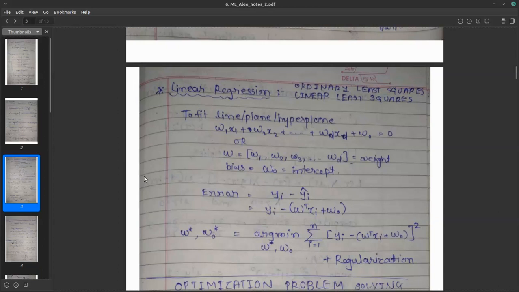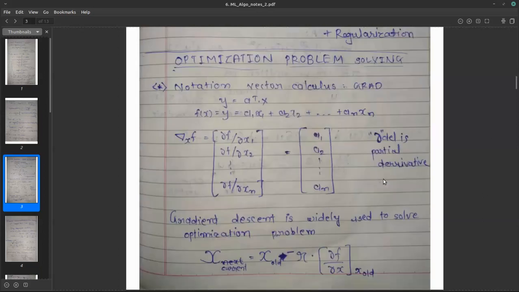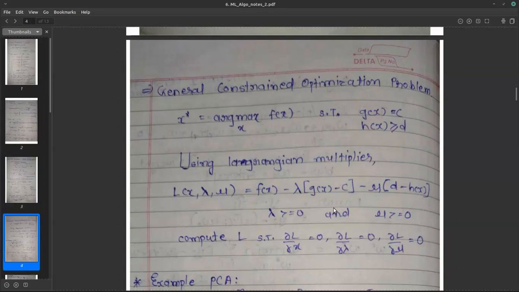So linear regression is nothing but simple line fitting, and we want to find out the optimal w and w0. The problem is defined something like this: argmin over w, w0, minimizing this error plus some regularization, l1 or l2, or elastic net also, lambda 1 l1 plus lambda 2 l2, like that. So in the optimization problem, the first is nothing but the gradient descent method that we saw in subject 1. It doesn't make sense to repeat that.